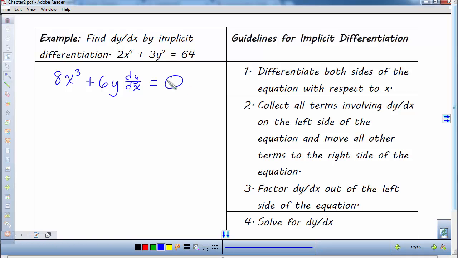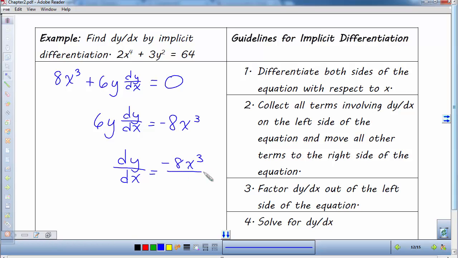Okay, and so now I want to go on and solve for dy dx. So any terms that might involve dy dx, I'm going to put them on one side and everybody else on the other. So I've got 6y dy dx equals negative 8x cubed, or dy dx equals negative 8x cubed over 6y. And that's our derivative. We were able to find basically y prime without solving explicitly for y first.